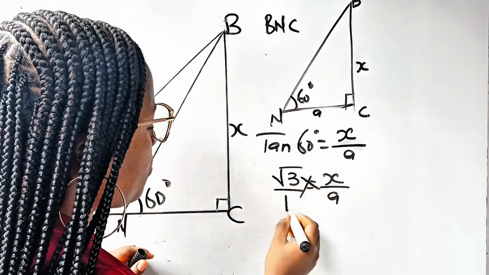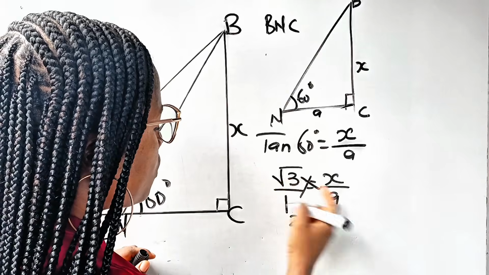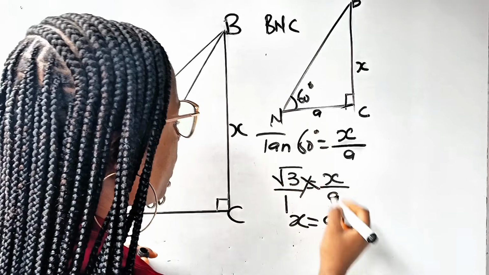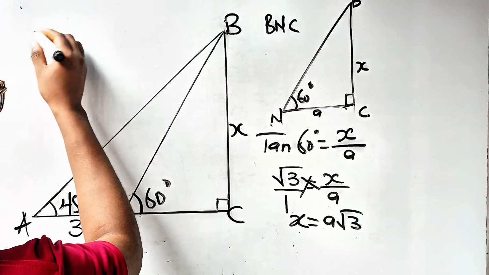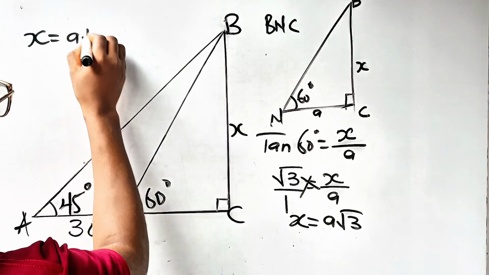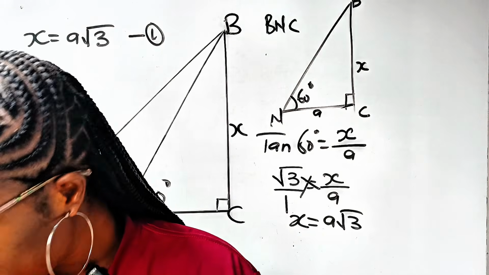So if we cross multiply, we have x times 1 is x is equal to A times root 3 is A root 3. Now this is a very important equation, so I'm going to write it here, that x is equal to A root 3. Let's call this equation 1.